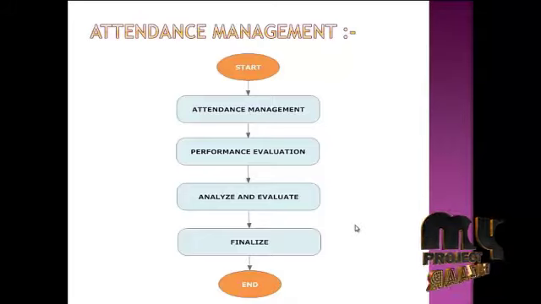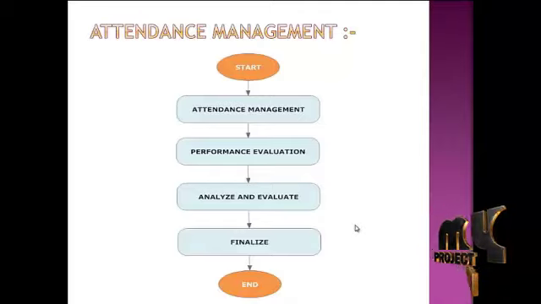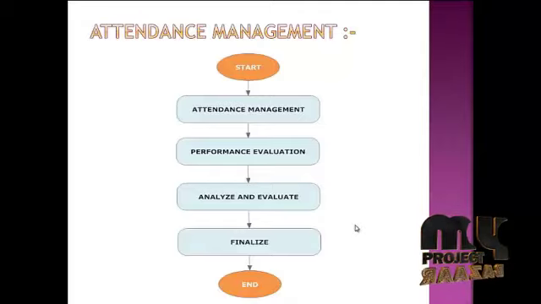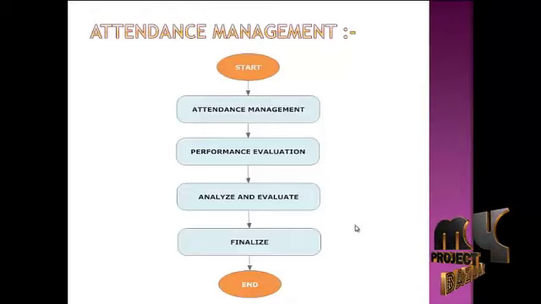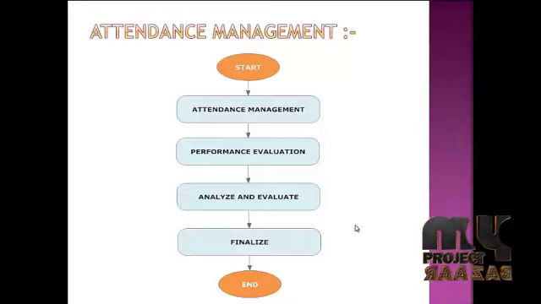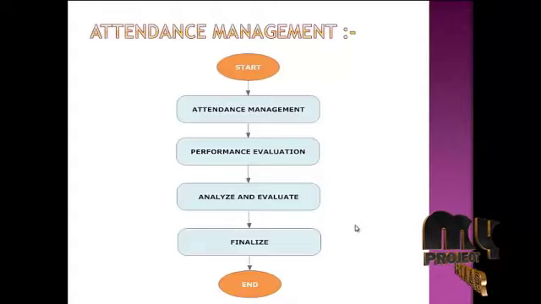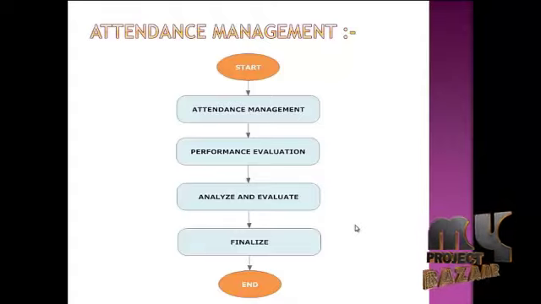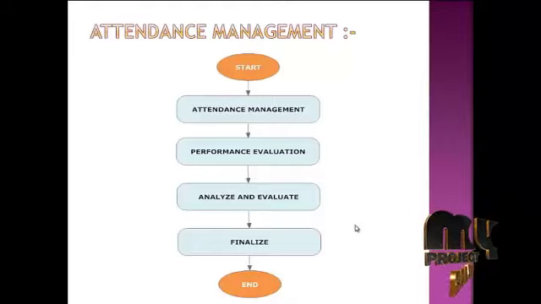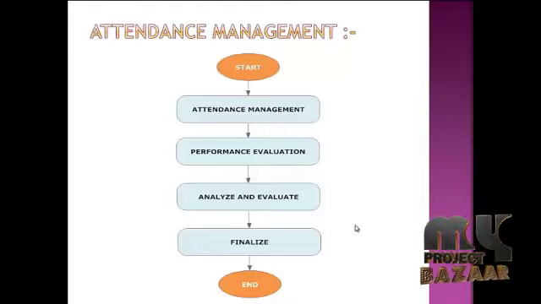Obviously, the employee with the least attendance will be taken into consideration for the blacklist. After the information is acquired from the performance evaluation, it will be analyzed and evaluated. From that information, we can determine which employee needs to be honored and which employee is not. After that, we need to finalize those lists. Now let's see the final module of our project.